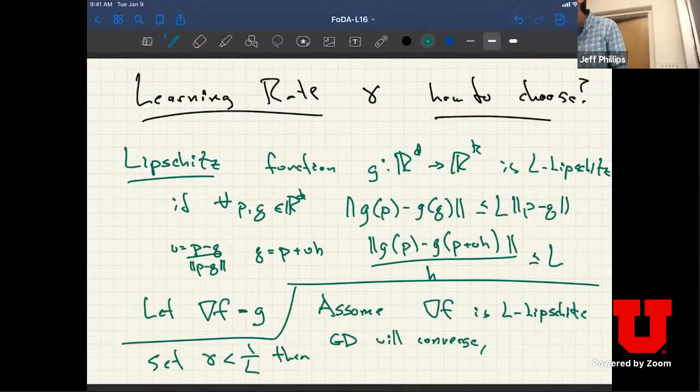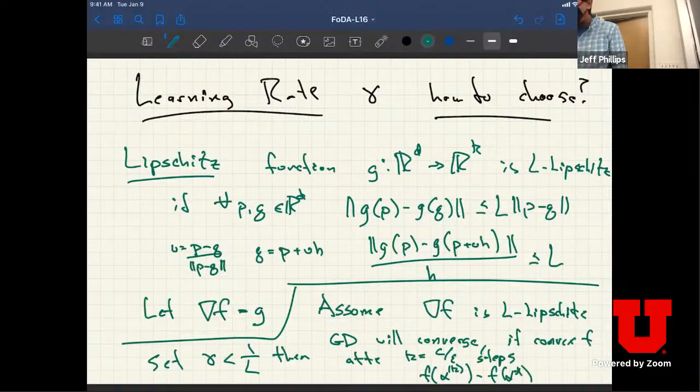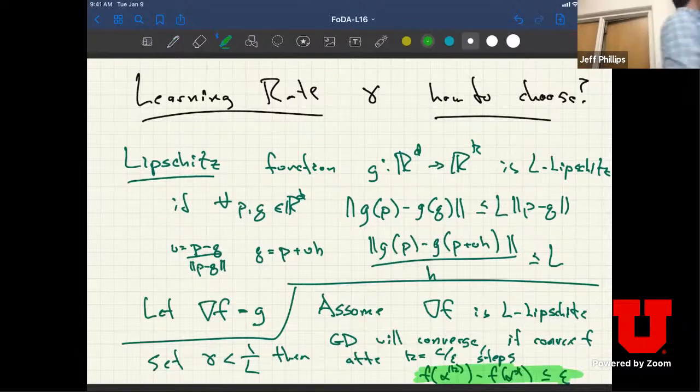And if F is convex, then after K equals C over epsilon steps, I'm going to satisfy that F of alpha K minus F of alpha star is less than epsilon. Here's the property I can say: the function value I find after K steps differs from the optimal function value. It's going to be larger. It can't be smaller than the optimal function value, but the difference will be bounded by epsilon.